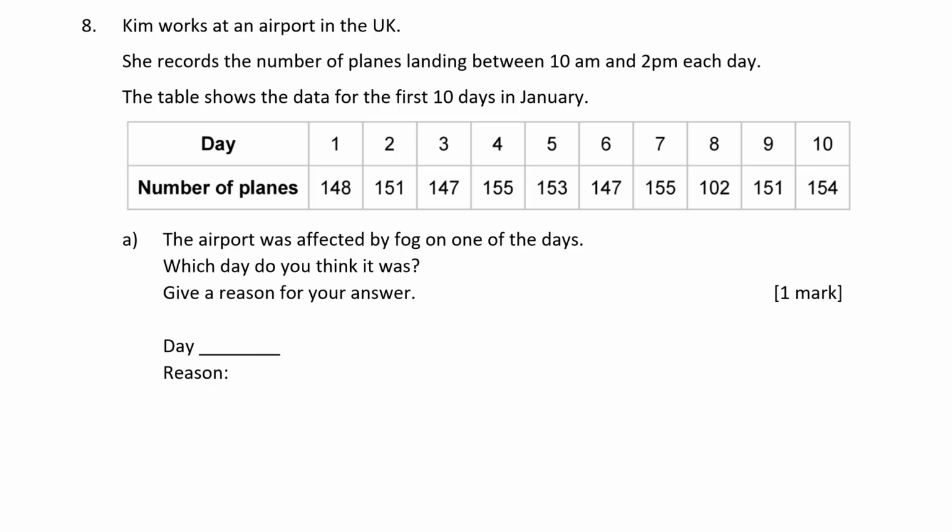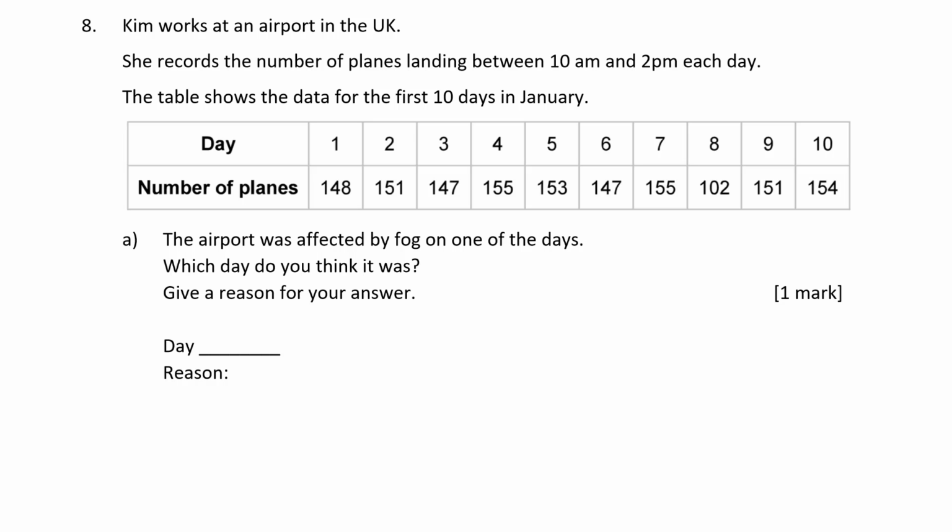Question 8. Kim works at an airport in the UK. She records the number of planes landing between 10 AM and 2 PM each day. The table shows the data for the first 10 days in January. So you can see you've got a table with the numbers of the days, 1 to 10, and then a number of planes that landed on each of those 10 days.